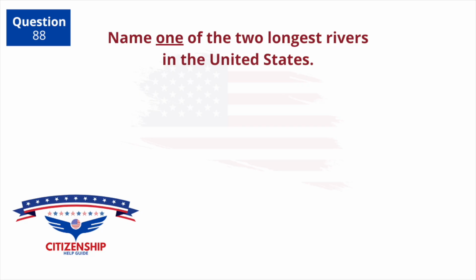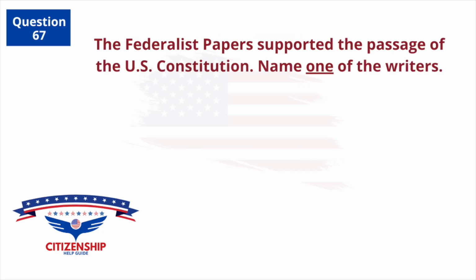Name one of the 2 longest rivers in the United States. Missouri River. The Federalist Papers supported the passage of the U.S. Constitution. Name one of the writers. James Madison.